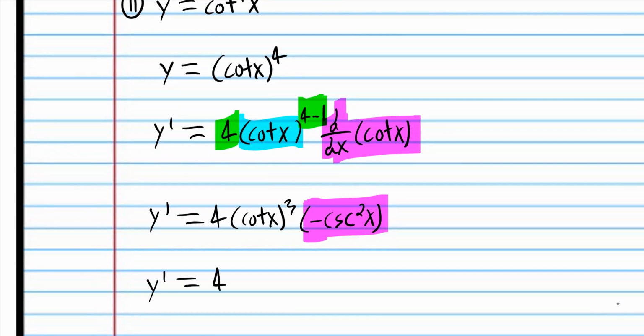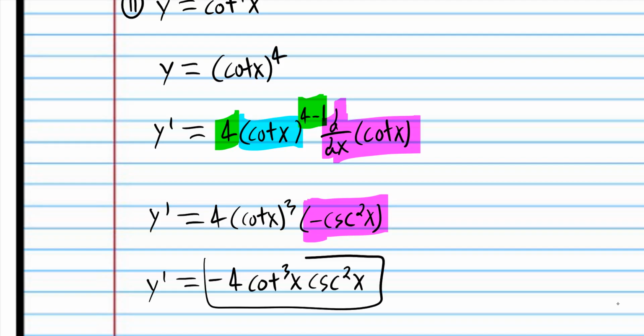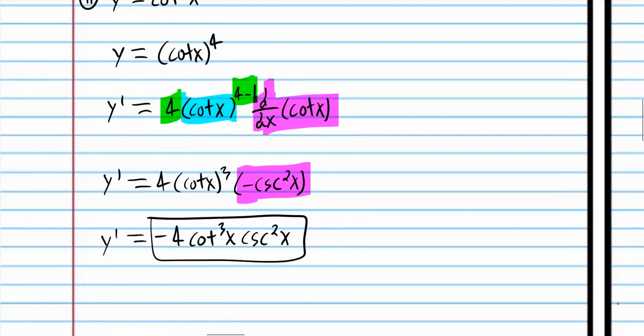So we have 4 times cotangent to the third power x. Actually, we can write the negative out in front. And times cosecant squared x. There you go.